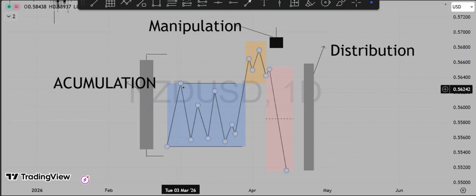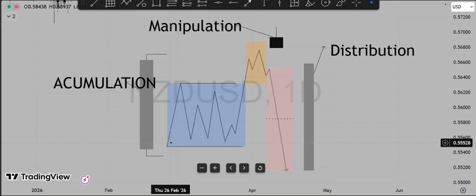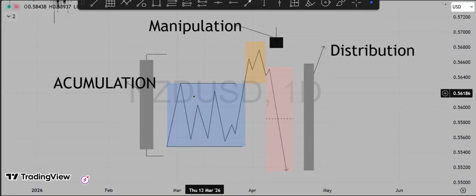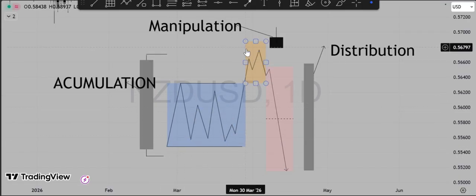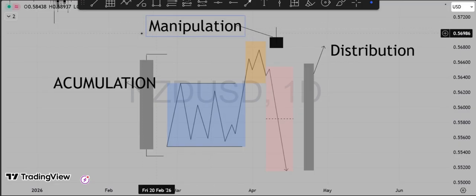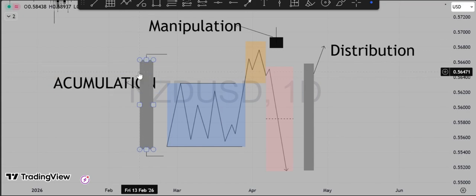Now what do I mean by that? Creating liquidity at the swing high and at the swing low. So what do you have to wait for? You have to wait for a turtle soup. They call this a turtle soup, but you can also call it manipulation. You have to wait for a manipulation above or below that one range candle.